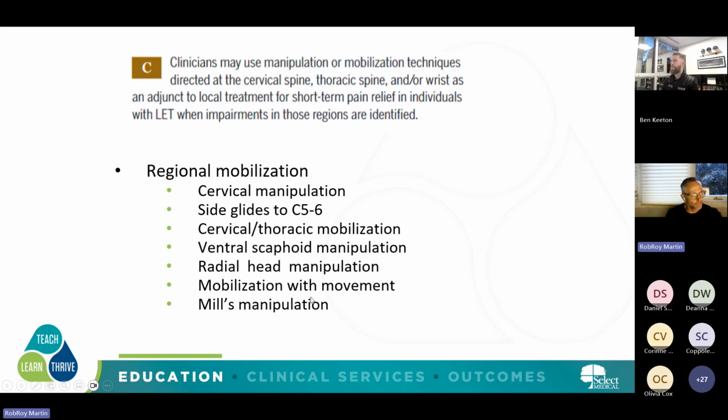So again, reminding us where we are. The patient is not highly irritable, they're not in symptom modulation, but working on mobility. A mobilization that can be added is the Mills manipulation.